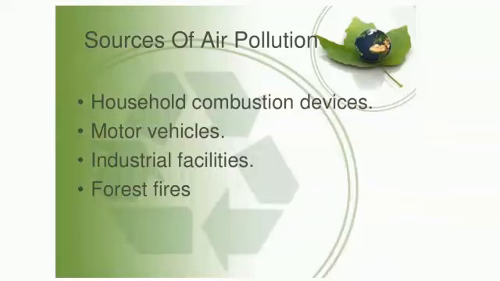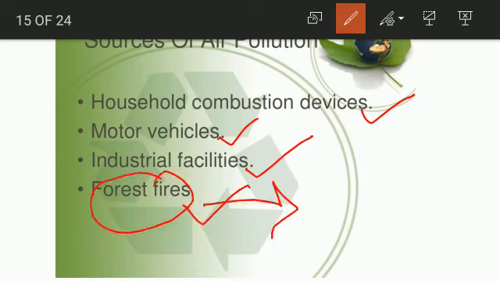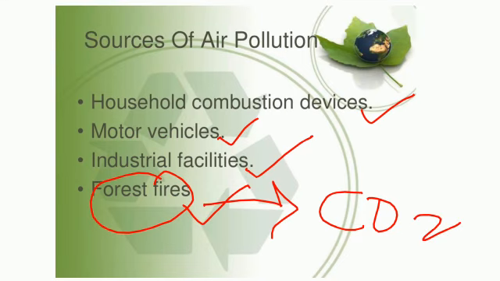Sources of air pollution are household combustion devices, that is a stove in your home or in villages. People use wood to burn things. Motor vehicles, industrial facilities, and forest fires. You know now that fires produce carbon dioxide, which is a pollutant. Forest fire, you recently heard of this one in Australia.